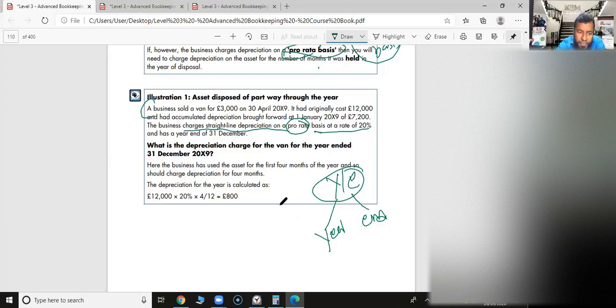Let's read this now. A business sold a van for 3,000. People, write me back. What do you mean by for 3,000? My question is, what is this? Is it a sale proceed? Is it bank going up? Is it a loss on the asset? Is it the cost of the asset? What is this?